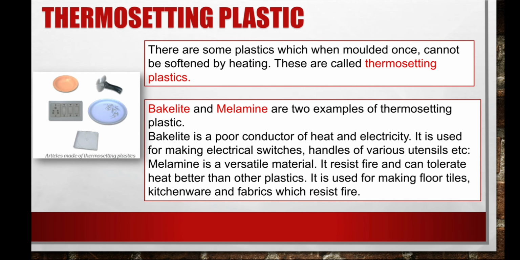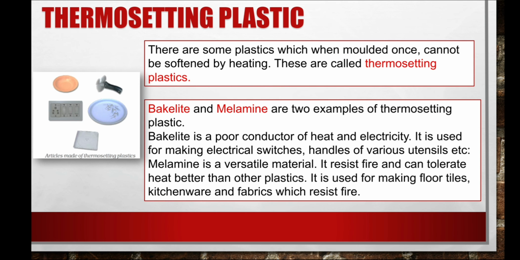Do you know the examples of thermosetting plastics? Mainly, there are two examples of thermosetting plastics. They are bakelite and melamine. Bakelite is a poor conductor of heat and electricity. It is used for making electrical switches, handles of various utensils, etc.